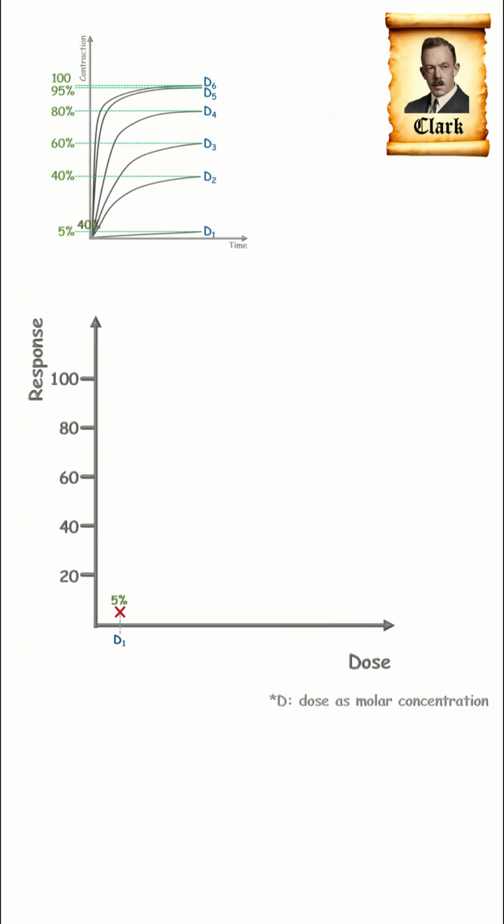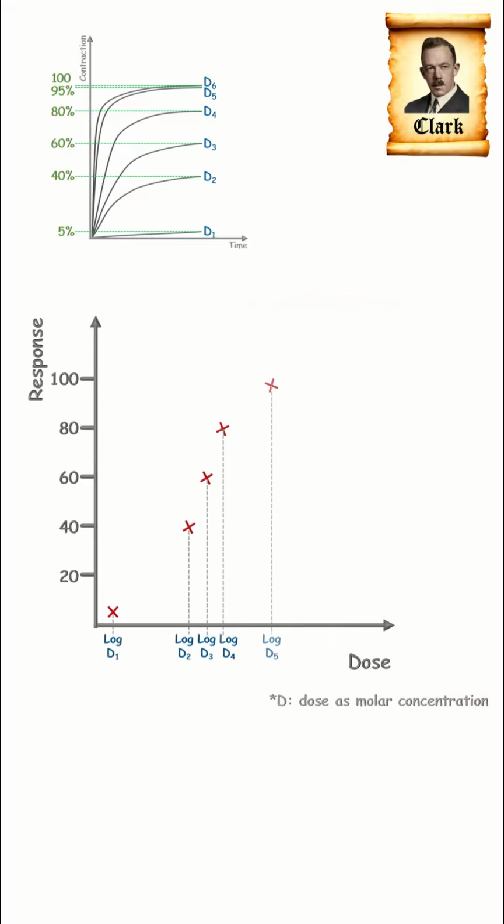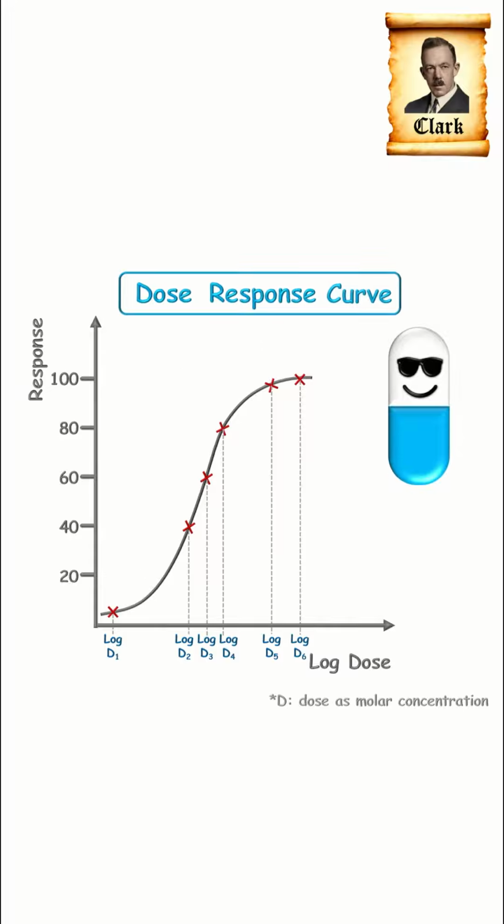Now, he couldn't fit this wide dose range onto a graph, so he plotted the responses against the logarithm of the dose. This is the dose-response curve of today. The data consistently followed this equation.